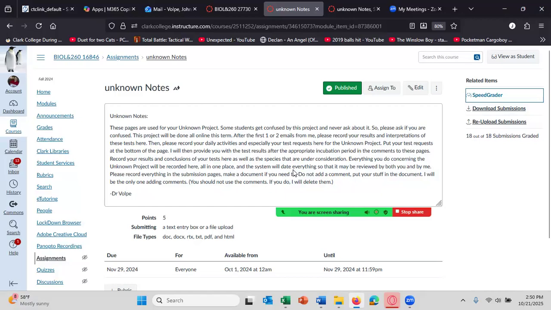The system will date everything when you submit it. It'll be dated also when I submit something in the comments. Please don't use the comment section. Put everything in your submission pages to make the document. All right, any questions about how you use the unknown notes pages?